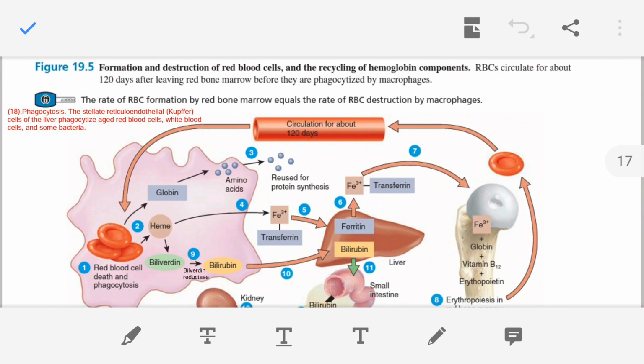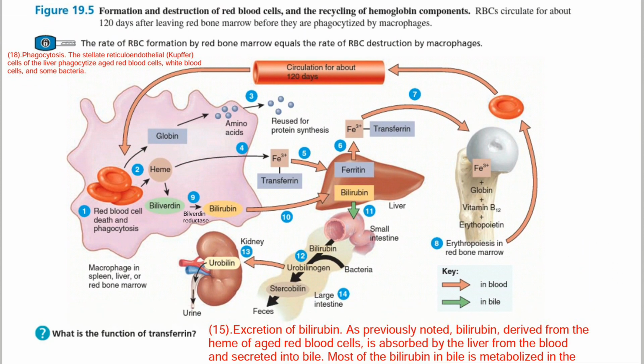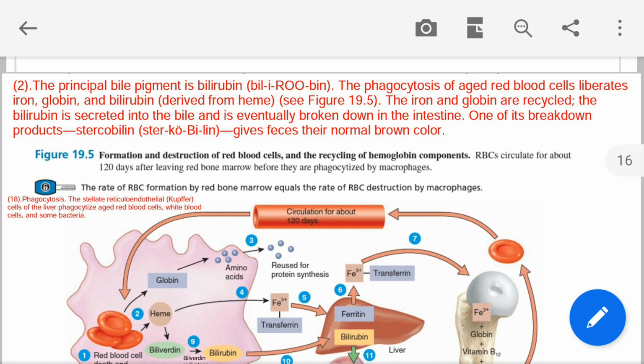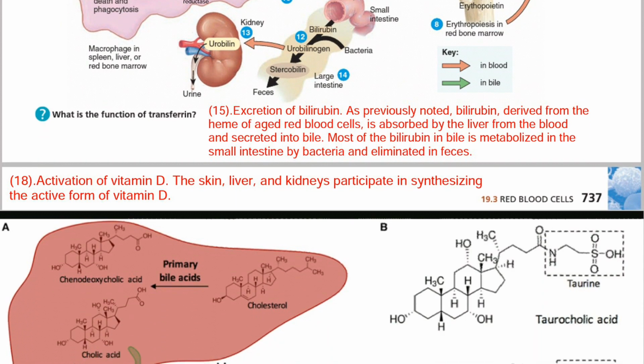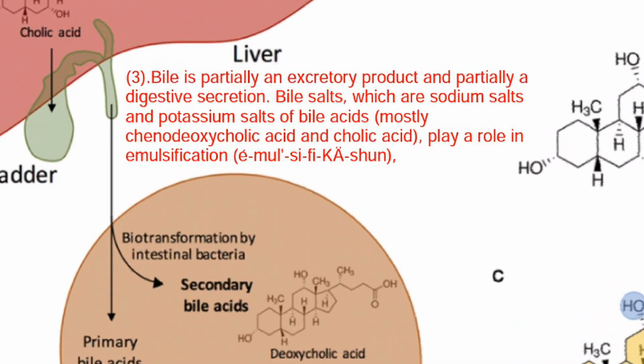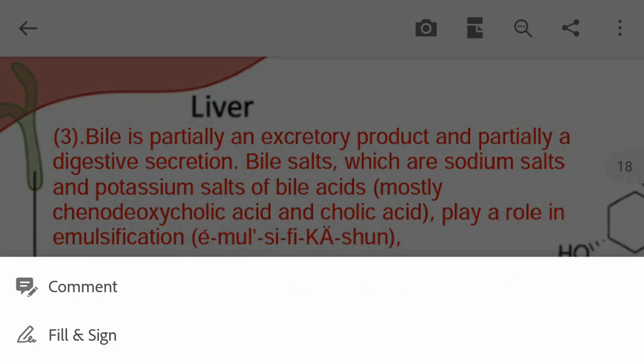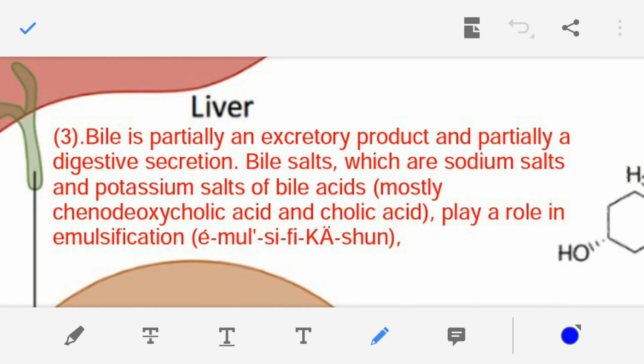Now this is a very important figure for you, so I am showing you the entire figure. Now moving on to the third point of our discussion. The third point is regarding the bile. What is bile? Bile is partially an excretory product and partially acts as a digestive secretion.